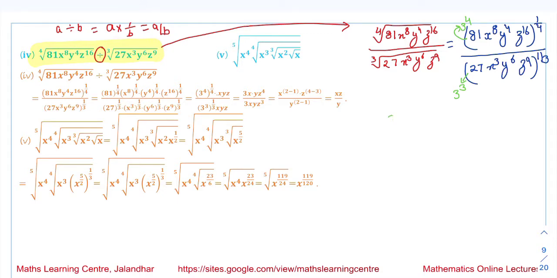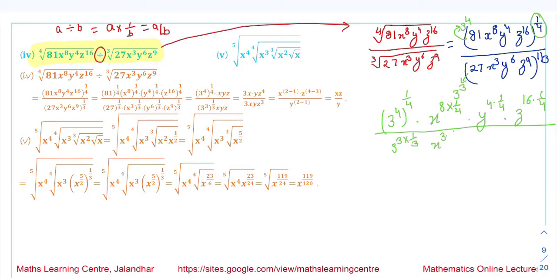So what we get is 3 raised to the power 4 whole raised to the power 1 by 4. This 1 by 4 power is there. Next we get x raised to the power 8 into 1 by 4. Next we get y raised to the power 4 into 1 by 4, and last we get z raised to the power 16 into 1 by 4, and we divide this term with 3 raised to the power 3 into 1 by 3, x raised to the power 3 into 1 by 3, y raised to the power 6 into 1 by 3, and z raised to the power 9 into 1 by 3.